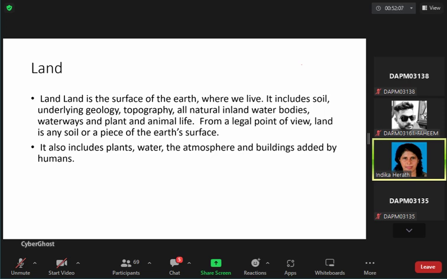On the other hand, the air, that is the atmospheric condition, also includes that.